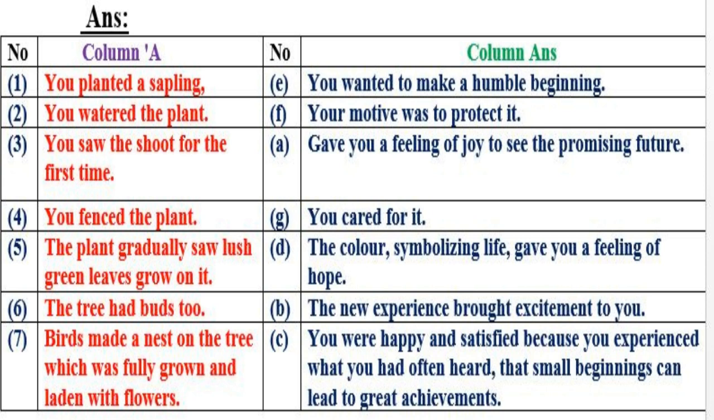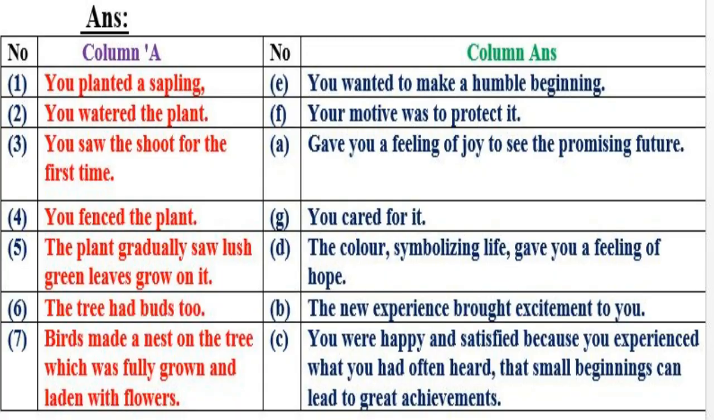Next, 5th. The plant gradually saw lush green leaves grow on it. Answer. The color symbolizing life gave you a feeling of hope. Next, the tree had birds too. Answer. The new experience brought excitement to you. And last one, 7. Birds made a nest on the tree which was fully grown and laden with flowers. Answer. You were happy and satisfied because you experienced what you had often heard, that small beginnings can lead to great achievement.